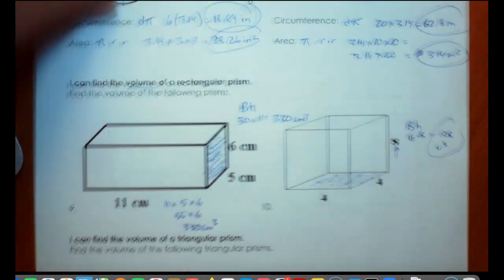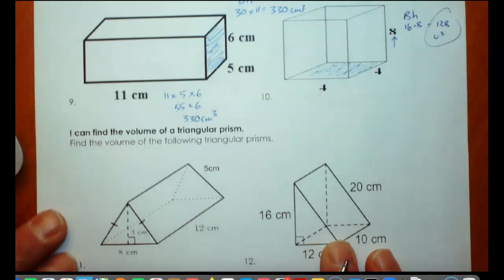I think I'll go ahead and do the triangular prisms as well here. We're still less than 15 minutes.